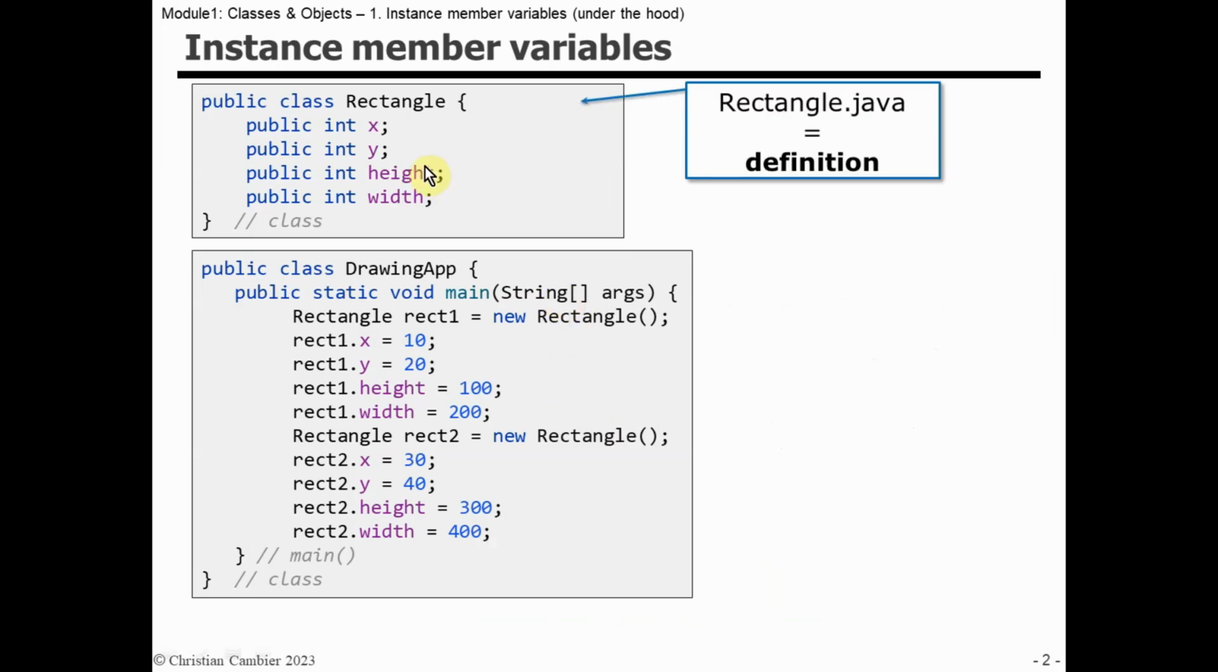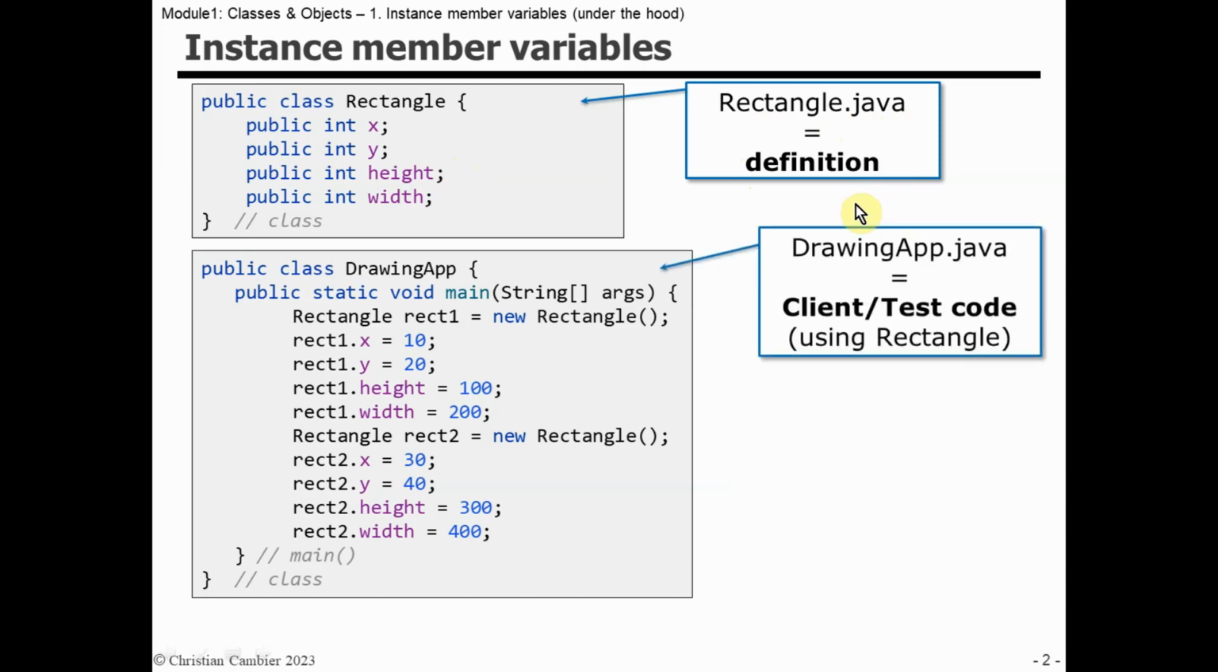Two files. First of all, the rectangle class definition, in which we see the definition of our four public properties, x, y, height, and width. And we call this Rectangle.java the definition file. The second file is DrawingApp.java, in which we implement the client or the test code, the code that is using the rectangle class. We see two instantiations.